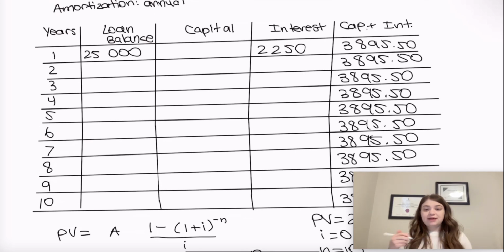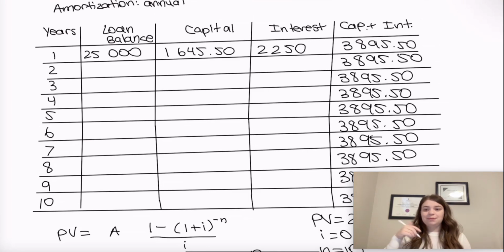Okay. So what that tells me is that whatever is left over from the payment after the interest must be able to go to the capital. So now I'm going to take $3,895.50, which is our full payment that we're making that year. Then I'm going to subtract the interest. So $2,250 of that is just interest to the bank, so extra fees that don't actually help us pay down the loan balance. If we subtract those off, we get that the capital, the amount we're paying towards the balance of the loan, is $1,645.50.